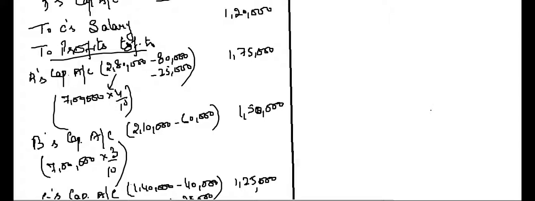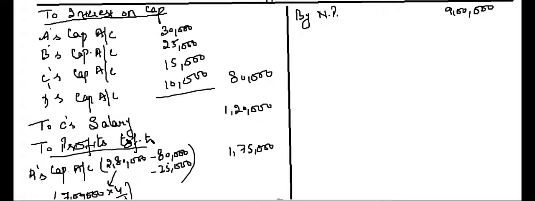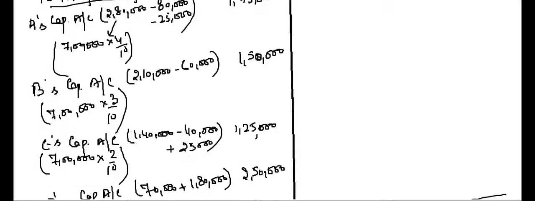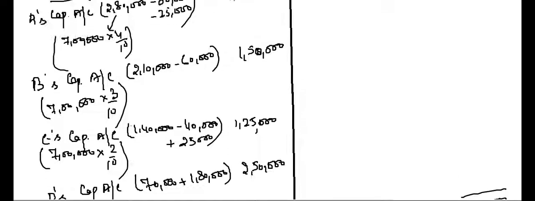Now for C, he was guaranteed a minimum of 2,60,000 including the salary and interest on capital. So he's getting 1,25,000 as the profit, 1,20,000 as salary. So it becomes 2,45,000, and 15,000 as interest, 2,60,000. Clear? So this is how the profit distribution is.